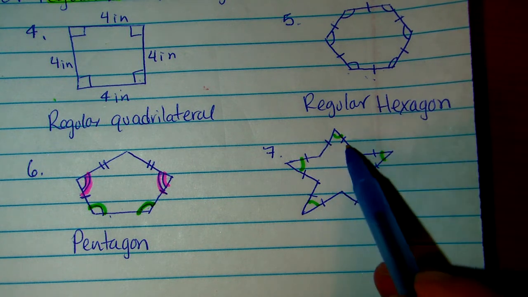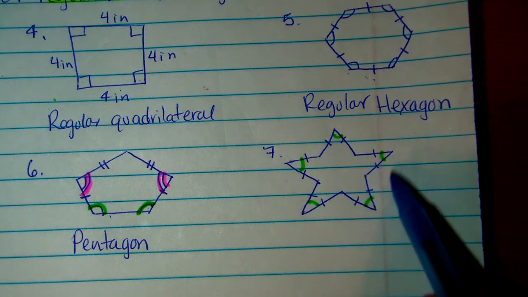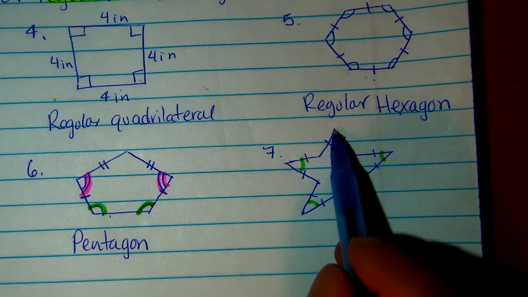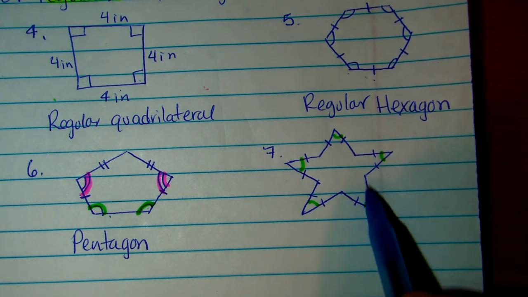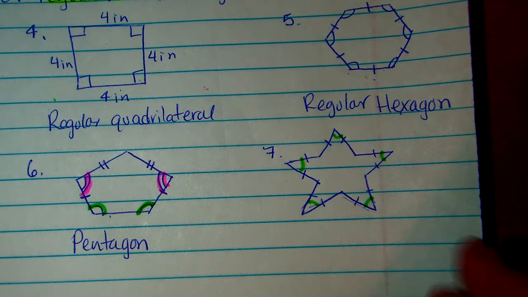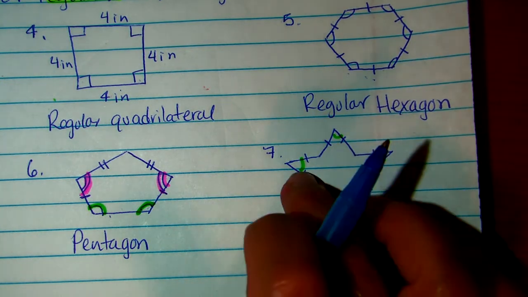Are all sides here on this star congruent? They are, right? This one, this one, this one, this one, this one, this, and this. All of them measure the same. So it is equilateral. What about the angles?